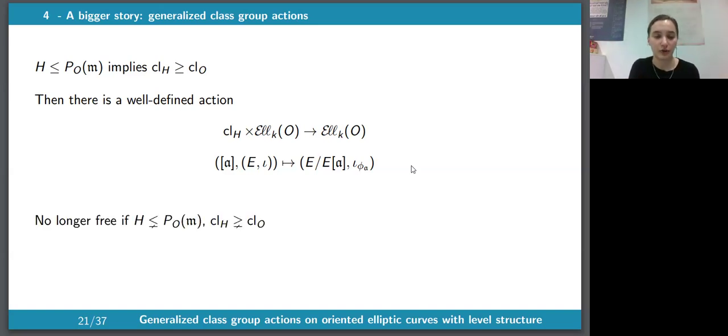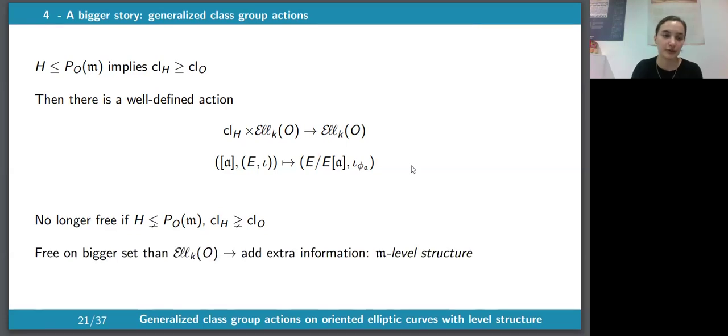However, if we take the congruence subgroup to be strictly smaller than P_O(M), then the class group that we obtain, the generalized class group, will be bigger than the class group of O. This means that the action will no longer be free because we are acting with a bigger group on the same set. So we will end up with having non-trivial ideal classes acting trivially. So this means that we are left with some room to act freely on a bigger set than L_K(O).